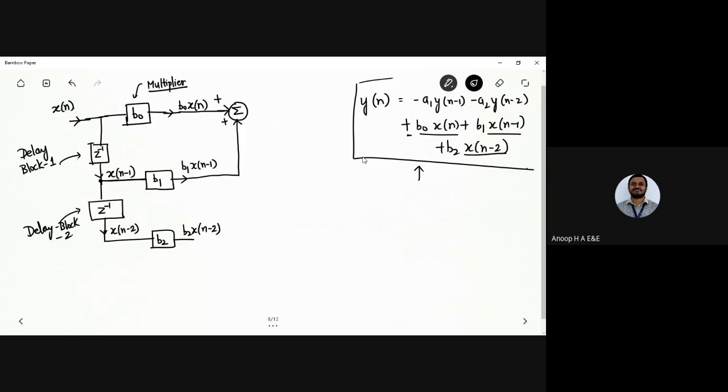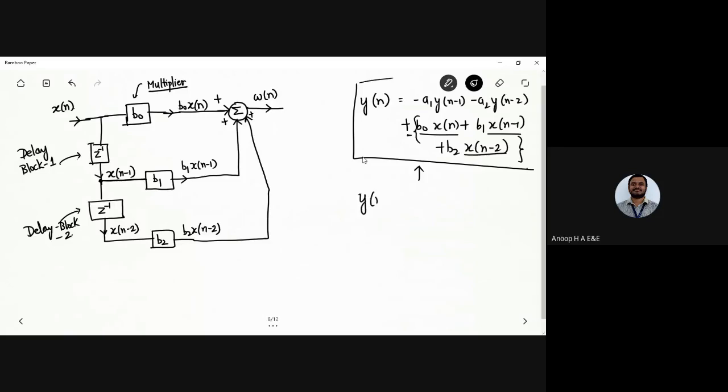This is plus again. So this one here which I can relate is b2 x of n minus 2. This is again plus here. So this is the output that I can refer to here. This entirely is w of n. So this is the intermediate output.